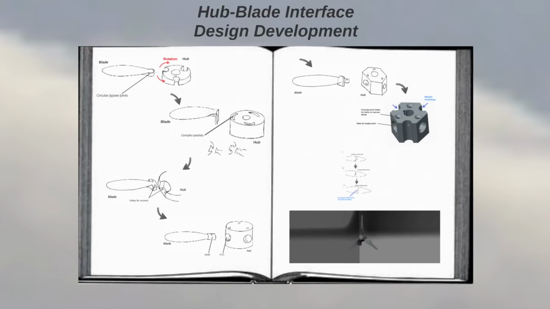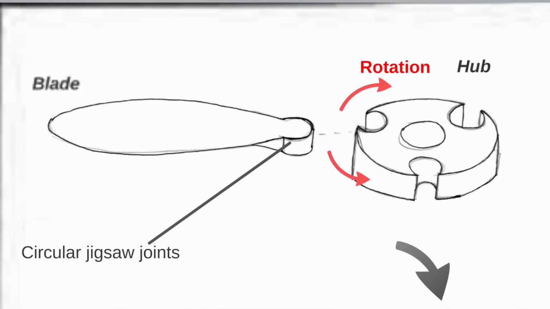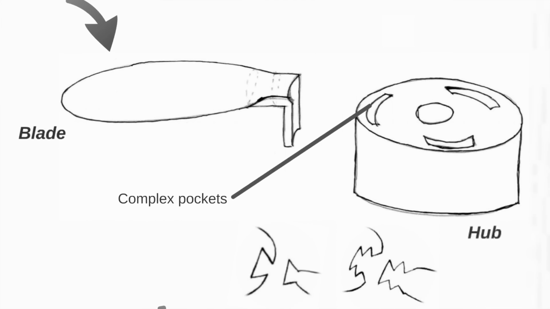A separate blade and hub design was adopted for our wind turbine. In the preliminary design stage, simple circular jigsaw joints were conceived as they can be milled easily. However, the rotation of the blade about its jigsaw attachment renders this hub and blade design unfeasible. Next, non-symmetrical shapes were tried for the jigsaw joints, from semicircular to complex shapes. However, complex shapes were unfeasible to manufacture, and another consideration was the centrifugal forces causing the blade to twist.